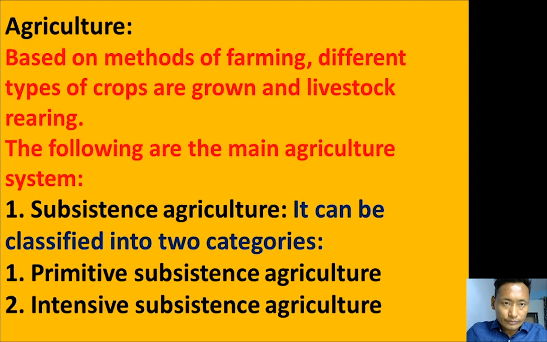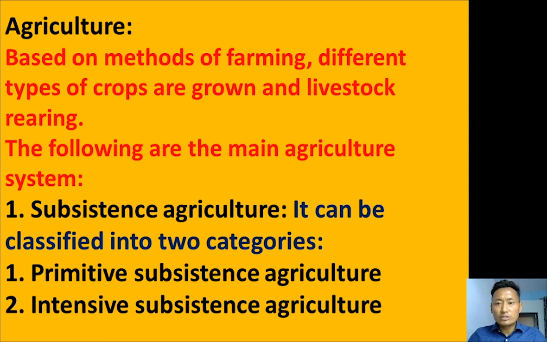So the third topic is agriculture. Based on the method of farming, meaning what are the inputs, what are the tools and technologies that our farmers are using in the world in order to produce crops, and different types of crops are grown and livestock are reared. On the basis of these parameters, the agricultures of the world are divided into the following categories or systems. So the following are the main agriculture systems.